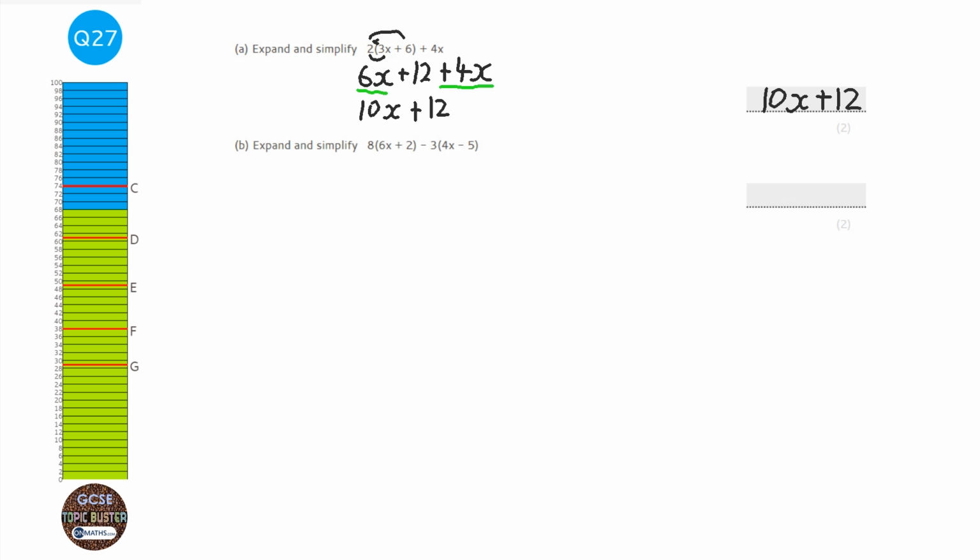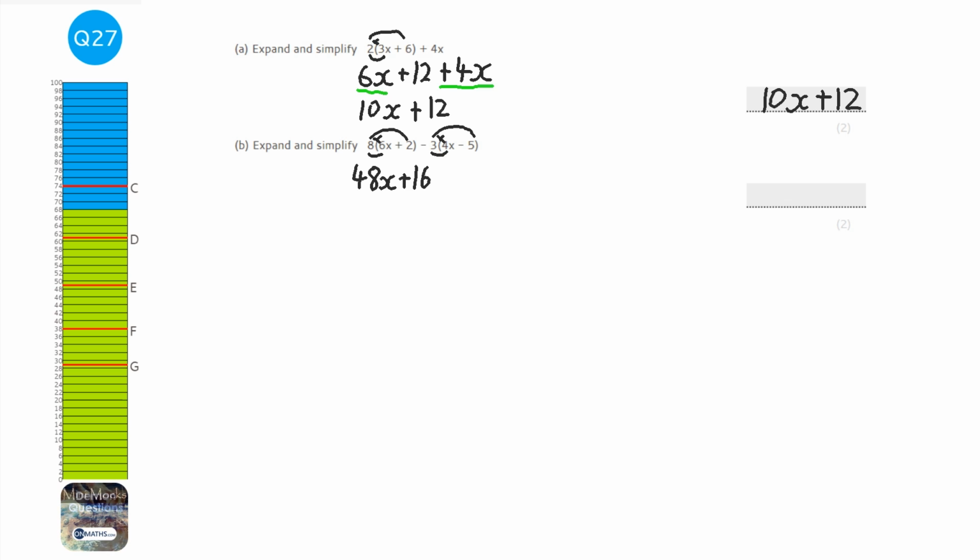Okay, the next one, there's a double smiles and rainbows. We've got one here, a little times sign there, and we've got one here. So we'll do the first one first. So 8 times 6x, so we do 8 times 6, which is 48, and then we've got the x. Then we do 8 times positive 2, which is 16, so plus 16. Now that's nice and easy. However, the next one's slightly different.